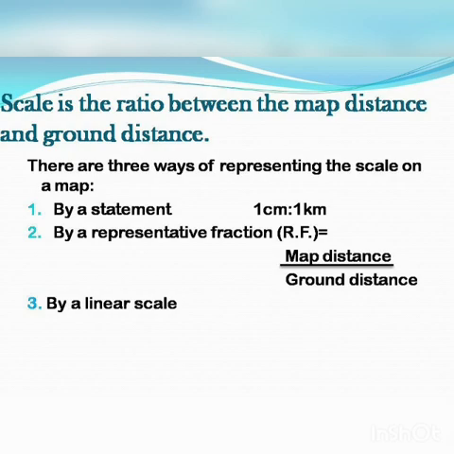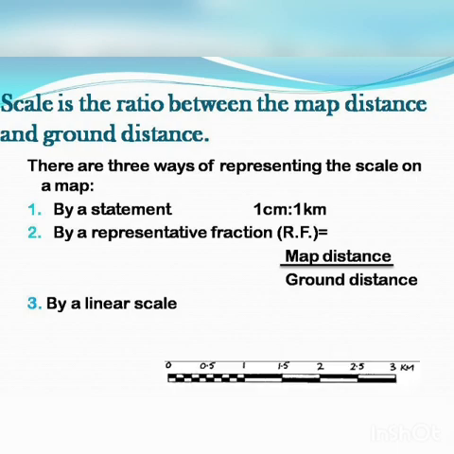Then comes the numerical fraction or representative fraction, which is also called RF. In this method, the ratio between the map distance and ground distance is calculated and is given as a fraction. Then the third method is the linear or the graphic scale. In this, map distance is shown with the help of a straight line. The line is divided into parts called primary divisions, which are further divided into parts called secondary divisions.